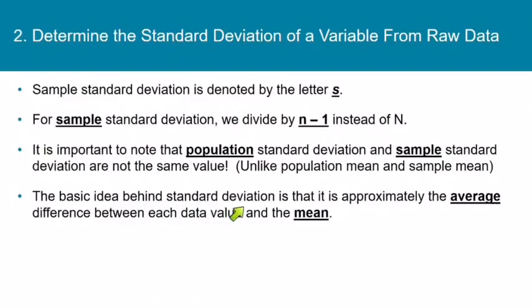Now, the basic idea behind standard deviation is that it is approximately the average difference between each data value and the mean. In other words, it's the typical deviation from the mean. And here is the formula for sample standard deviation. Lowercase s is equal to the square root of the sum of the squared deviations divided by sample size minus 1. So notice here, we're not subtracting the population mean from each value because we don't have a population, we have a sample. So we're subtracting the sample mean from each value.